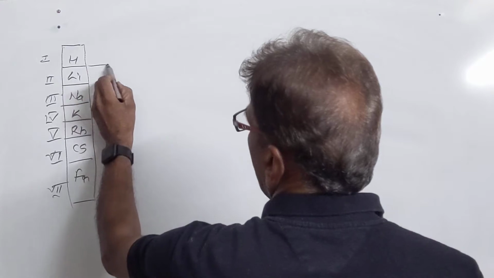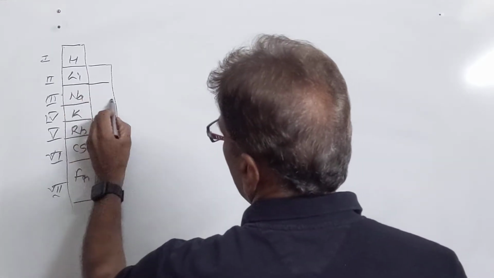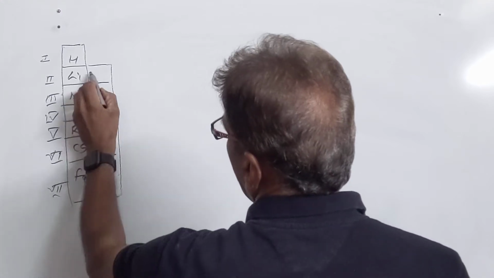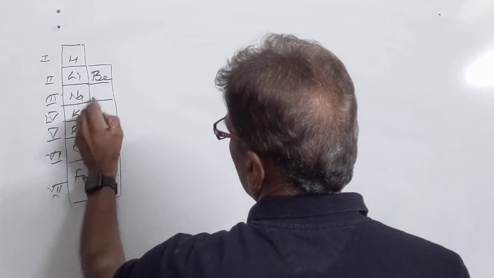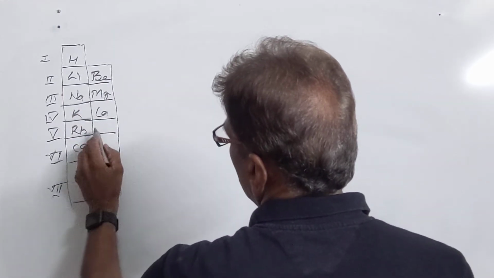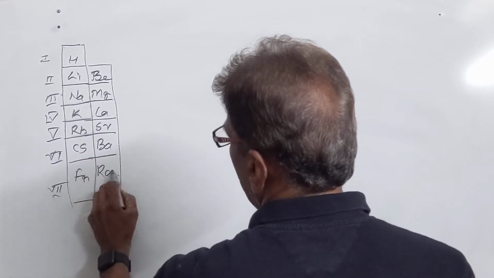Then we come to the second group. It has one period less. This has the elements beryllium, magnesium, calcium, strontium, barium, and radium.